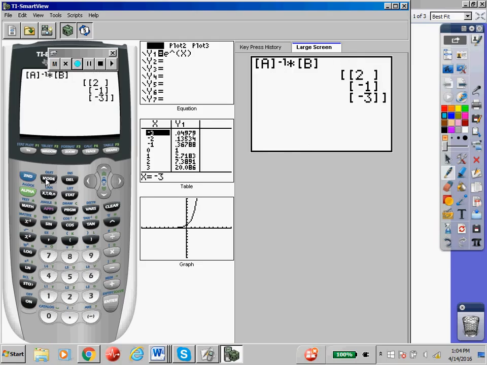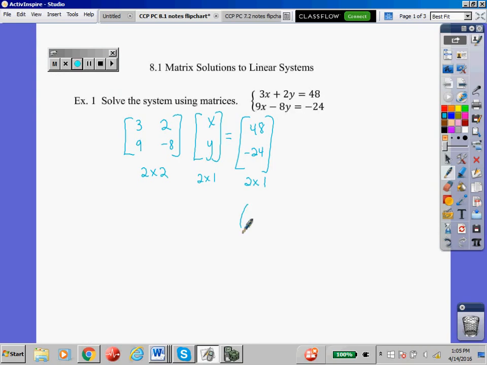Now watch this technique, okay? And I think most of you know this, but just in case you don't, I can press second and enter, and it pulls up the previous line, so you don't need to retype A inverse times B. So my solution is 8, 12. Okay, that means x is 8, y is 12. All right, any questions on that one? So pretty easy.